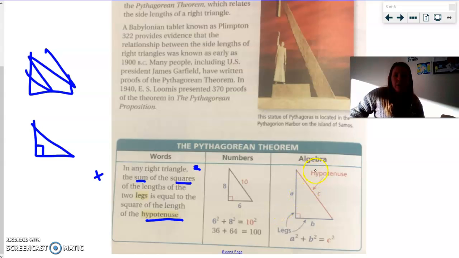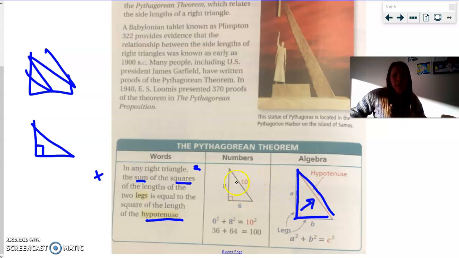So they show this over here, and I like this. The hypotenuse is going to be the longest side of your triangle. So it's always going to be the one opposite that right angle. So again, your hypotenuse is the longest part of your triangle. It's always going to be across from that right angle. That's going to be really important. And then the legs are the other sides. Okay, so those ones are considered your legs.